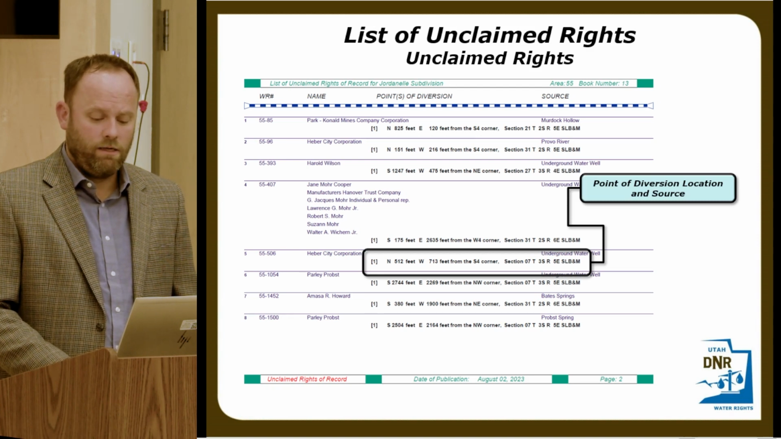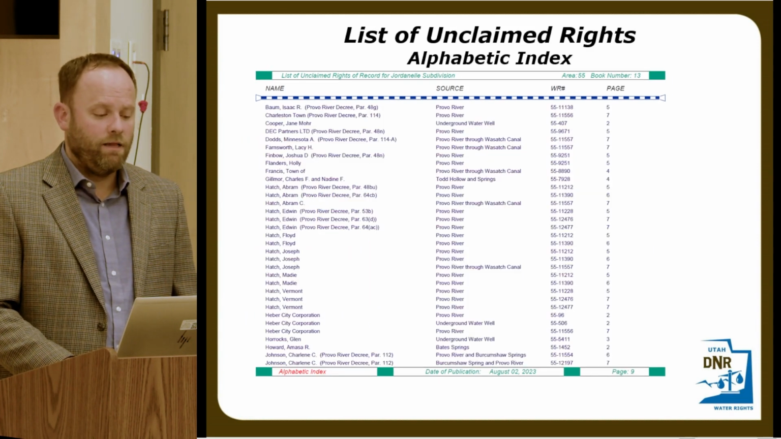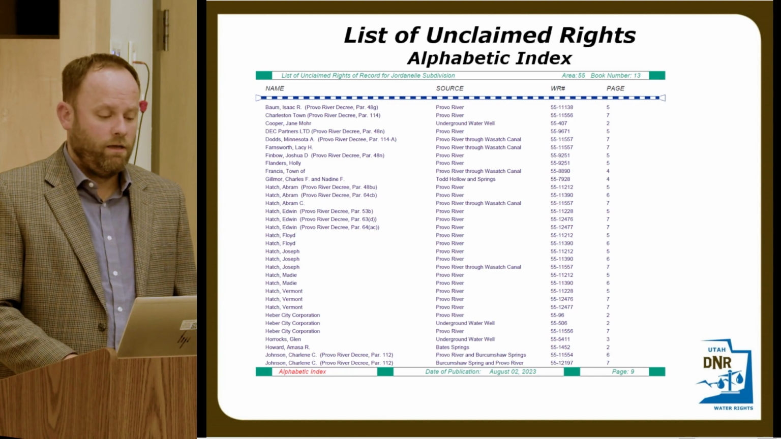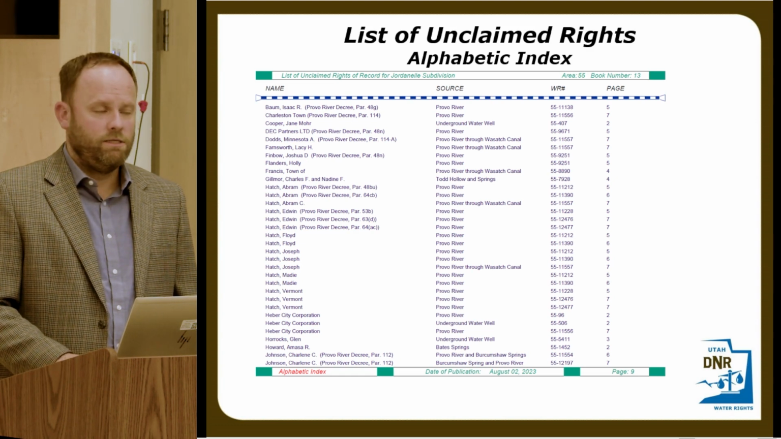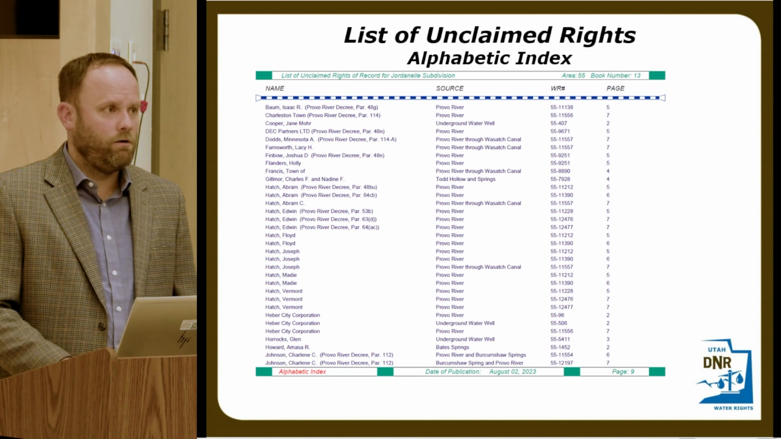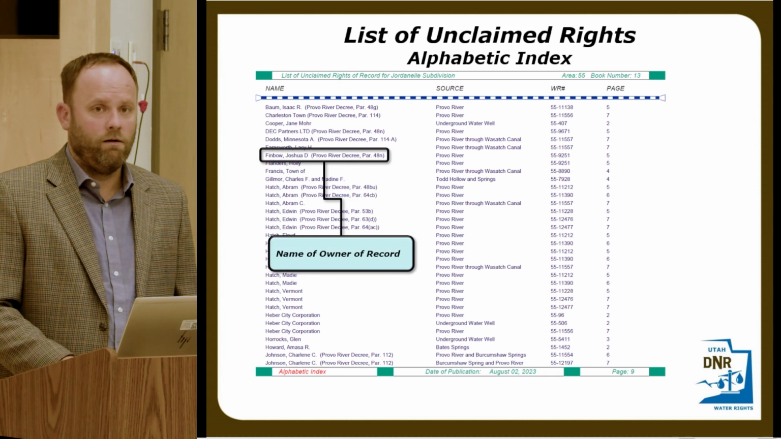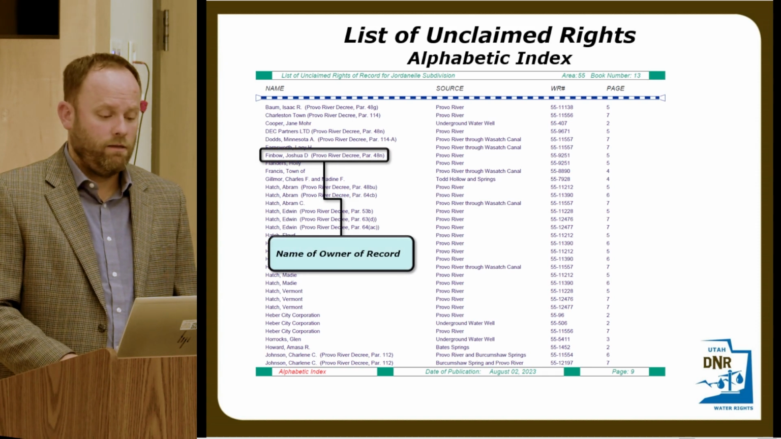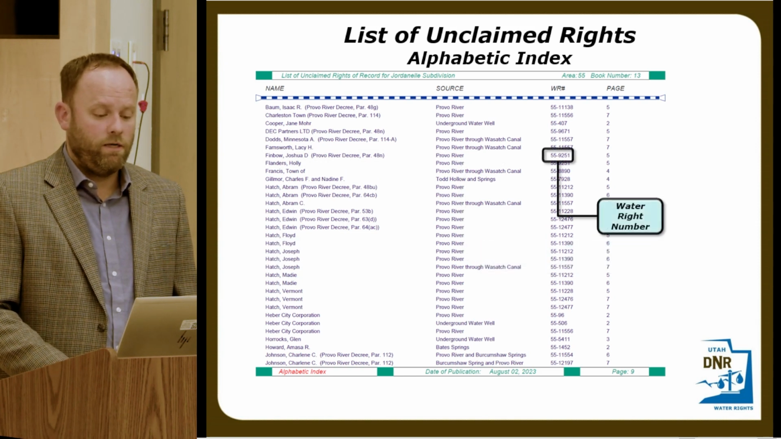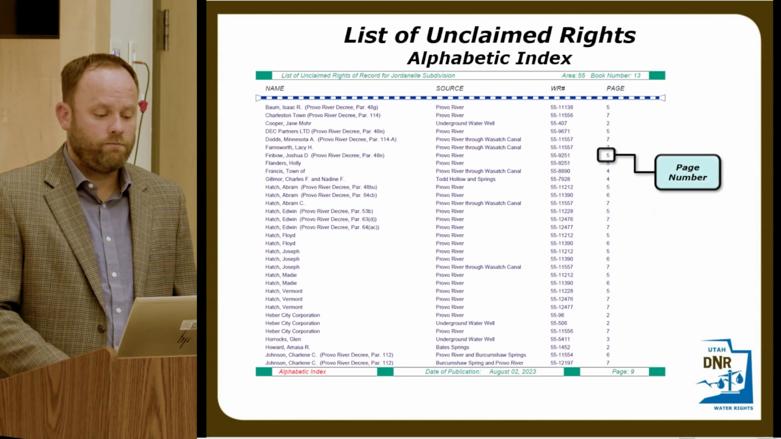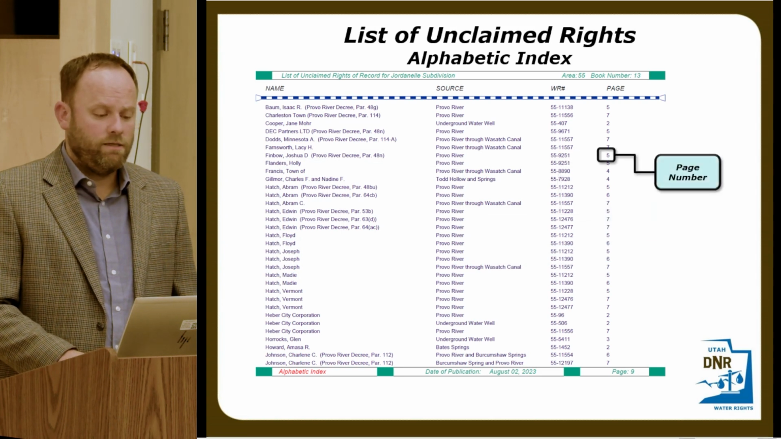That's how rights are listed. We also list rights alphabetically by the owner of record. And so you can go onto this page, and again, you'll find the name of the owner of record. The same caveats apply here. This is just the last known owner that demonstrated their ownership to the state engineer. But it might not be the owner of record when it comes to the county. And then after the owner, we have the point of diversion, the source, where the water is coming from. And then the water right number and the page where you'll find that water right number. Okay? All right, so that's the alphabetic.